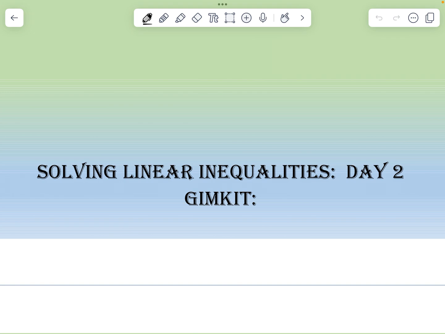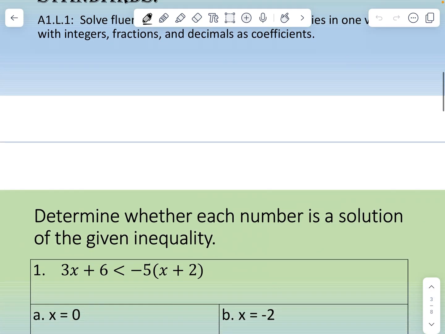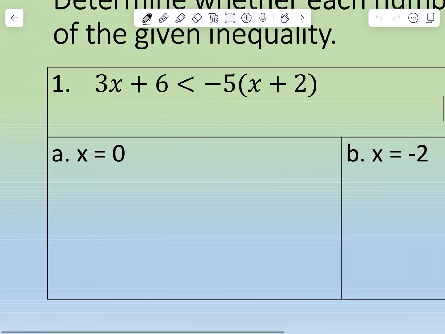Today we're going to be continuing solving linear inequalities, and the problems are just going to be a little bit tougher. So let's start with determining whether each number is a solution of the given inequality. It's going to give you an inequality, and then it's going to give you two solutions for this problem that you're going to plug in and determine if that satisfies the inequality or not, kind of like we did in day one, but the problems are a little bit bigger.